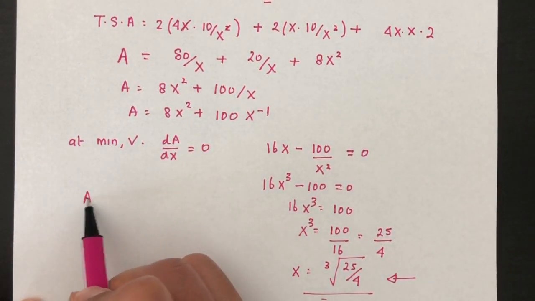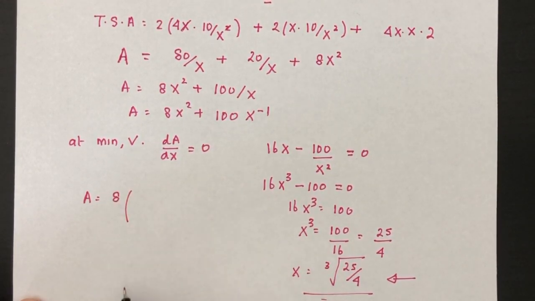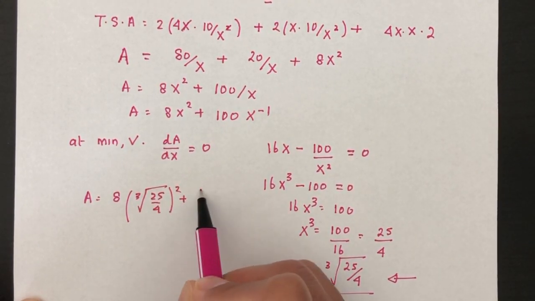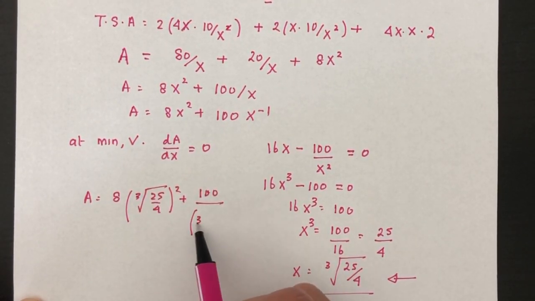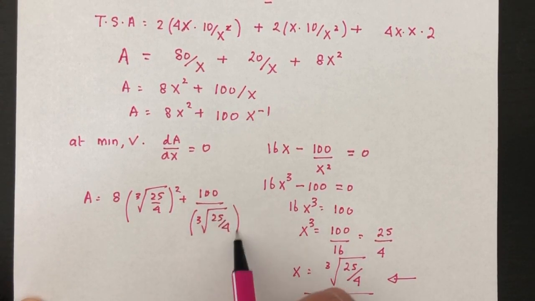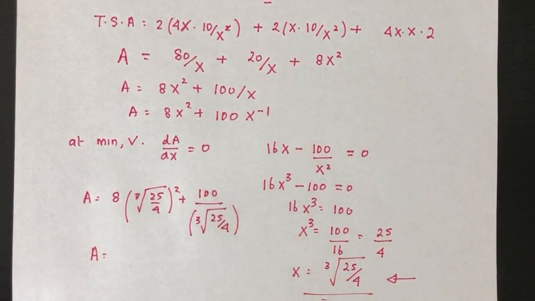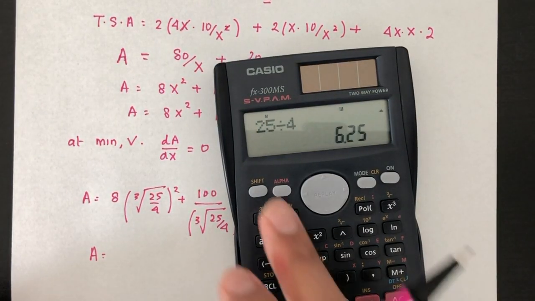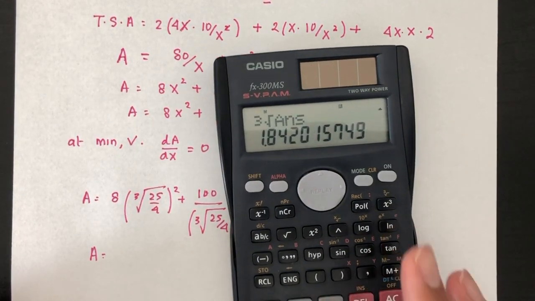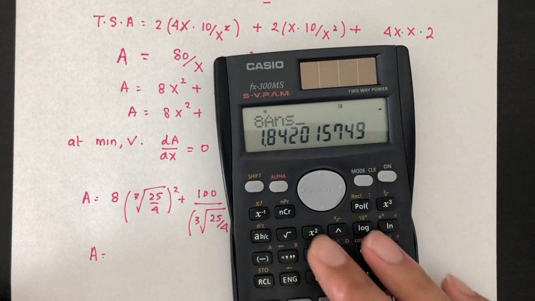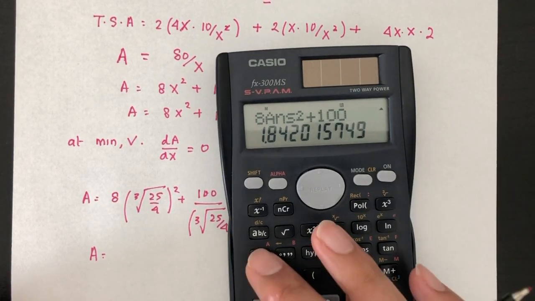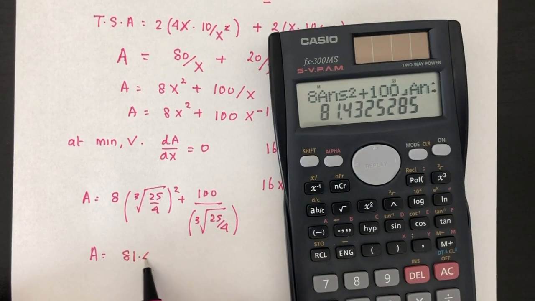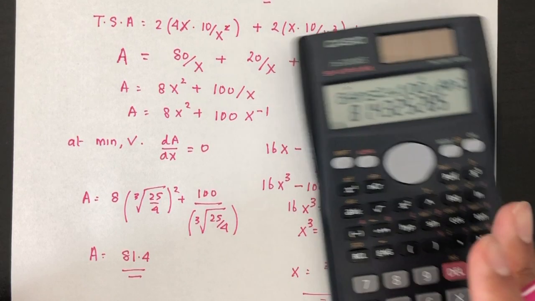So now we place it back in the function of A. So 8x squared will be 8 times the cube root of 25 over 4, to the power 2, plus 100 over the cube root of 25 over 4. So let's find the value of A. First let's find out what is 25 divided by 4. Then take the cube root of that answer. Then it is 8 times the answer squared plus 100 divided by the answer. That will be 81.4 for the minimum value of the area.